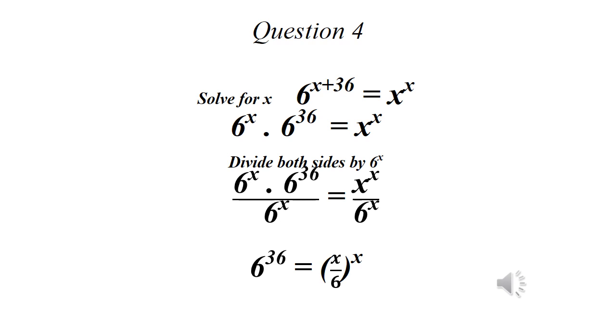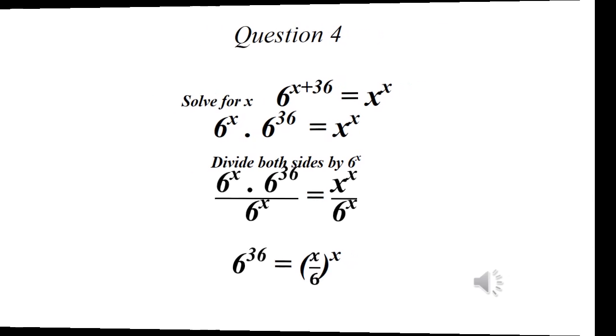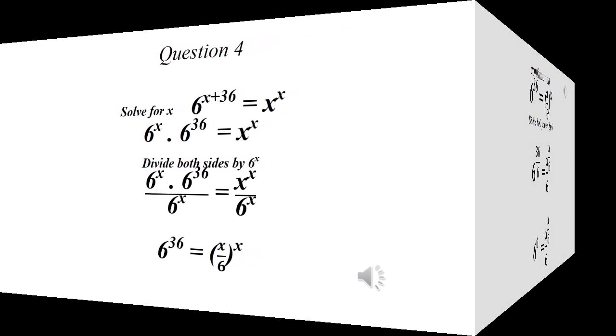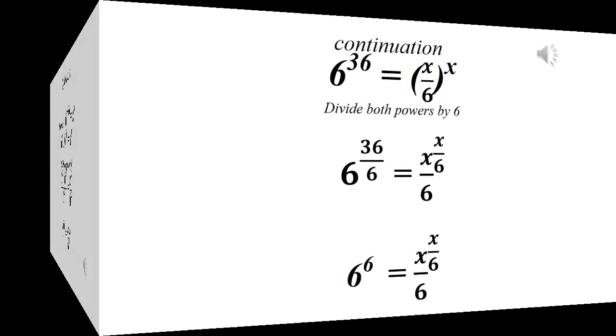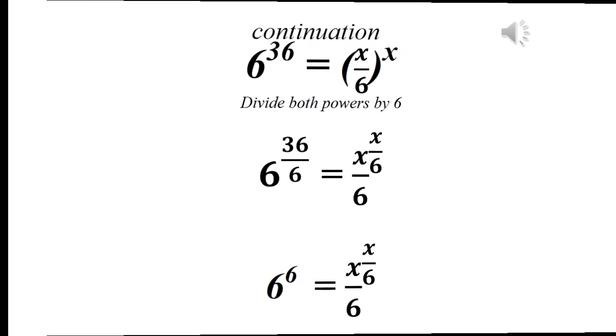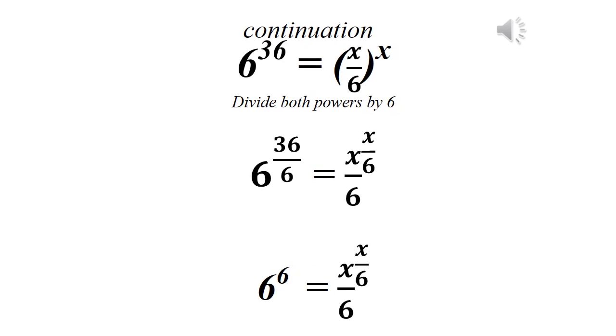If we divide both sides by 6 raised to the power x, we cancel 6 raised to the power x, and we have 6 raised to the power 36 equals x raised to the power x over 6 raised to the power x. So we have 6 raised to the power 36 equals x over 6, then raised to the power x.